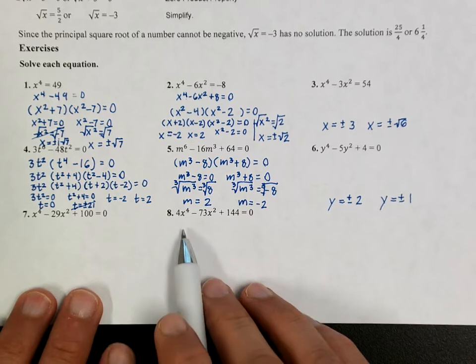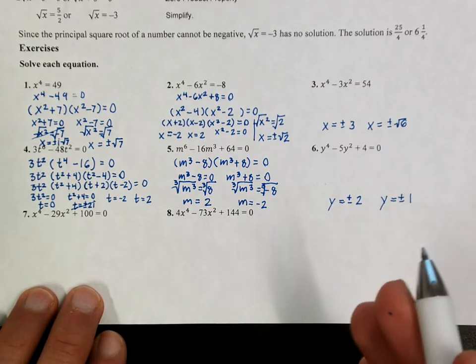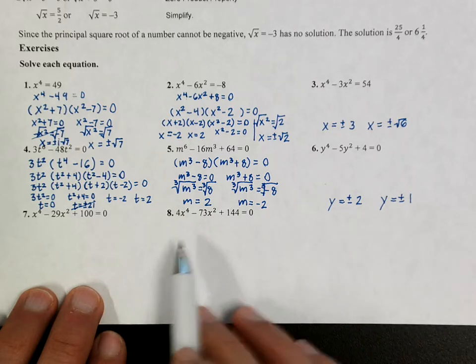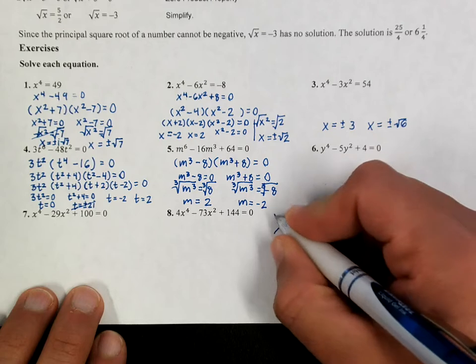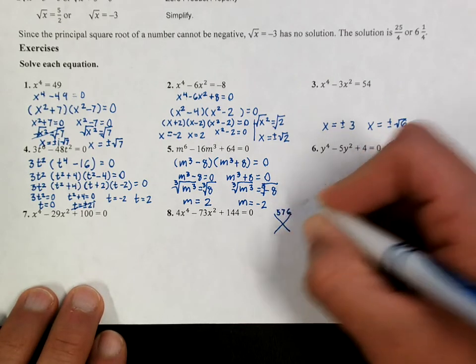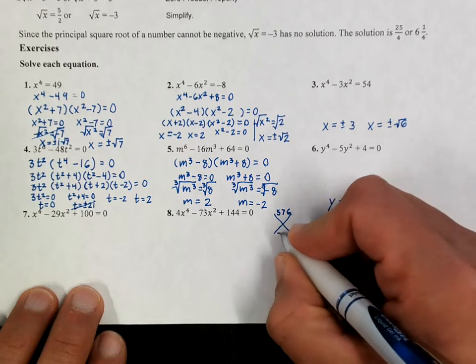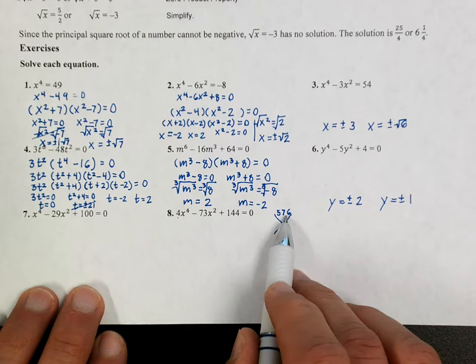Alright, on problem number 8, try to take out a common factor, and there is none. There are no common factors for these. Alright, so all you're left with is either doing bottoms up or extreme factoring. Now, this is 576, okay, and this is 73. So when you multiply 4 and 144 together, you get this.